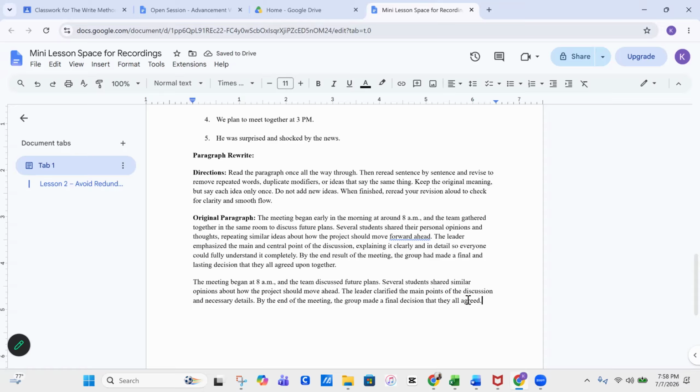Okay. Now, I know I can get rid of more words here, but I just wanted to show you the gradual process of making it shorter, finishing, and then coming back to the sentence and saying, okay, now what can I get rid of? By the end of the meeting, by the end, the group made a decision, unanimous decision.